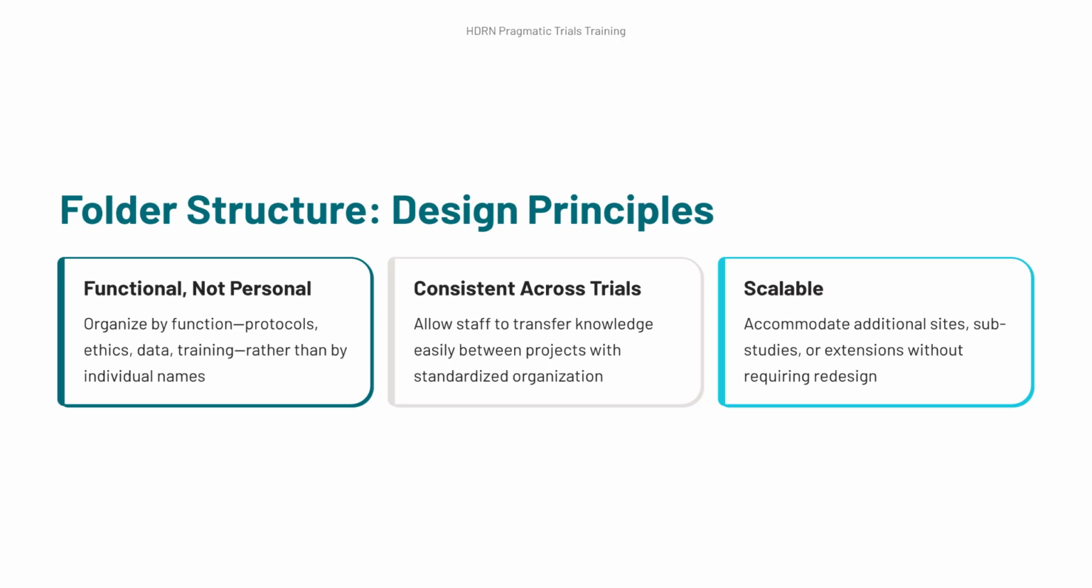When designing a folder structure, the key principle is to organize by function, not by person. Files should be grouped around what they support: protocols, ethics, data, and training, so the system doesn't break when staff change. Consistency across trials matters just as much. Standardized structures allow teams to transfer knowledge easily between projects. And finally, the structure needs to be scalable, so it can accommodate new sites, sub-studies, or extensions without needing to be redesigned halfway through a trial.